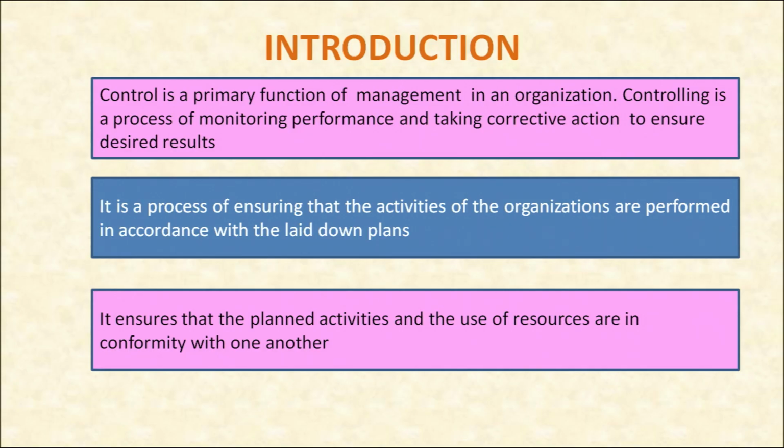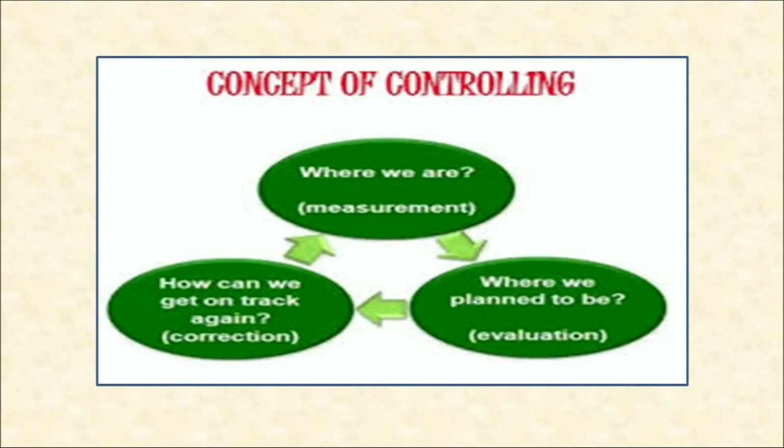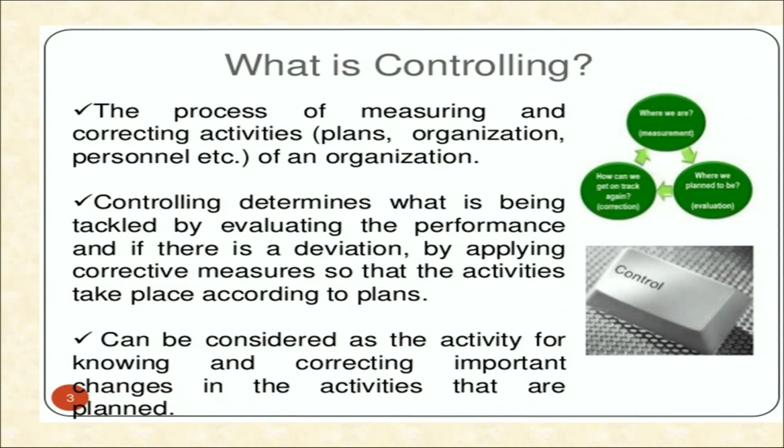So under controlling, what we actually do is that we measure the actual performance received and compare it with the standards that have been laid down under planning. So it is a process that ensures that you are able to achieve your planned results. The concept of controlling actually talks about three things. It talks about measurement, evaluation, and correction. So under management, it talks about the process of measuring and correcting the activities.